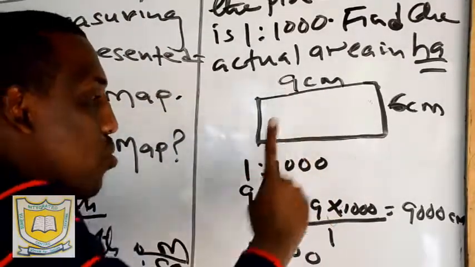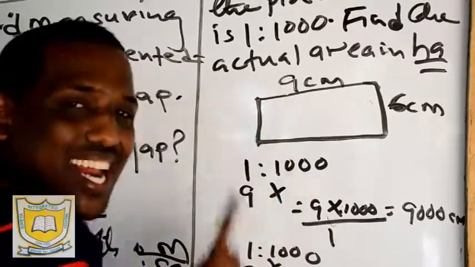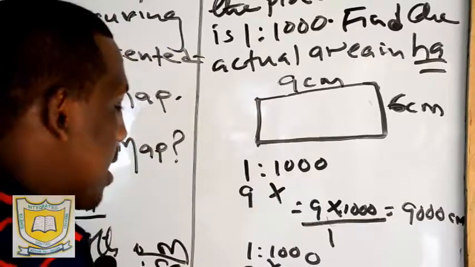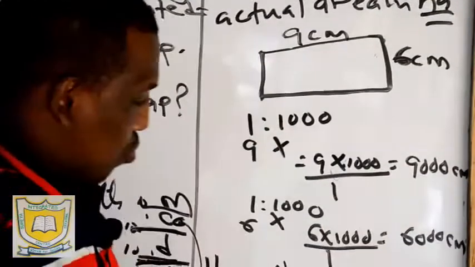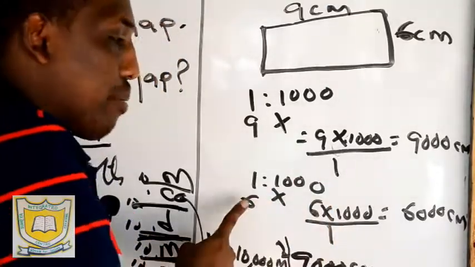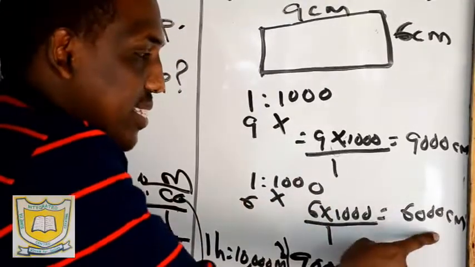Get to the length now. 1 centimeter is this. What about 9 centimeters? It will represent 9,000 centimeters. Come to the width now. The scale was 1 centimeter represents 1,000. What about 6? So you will get 6,000.